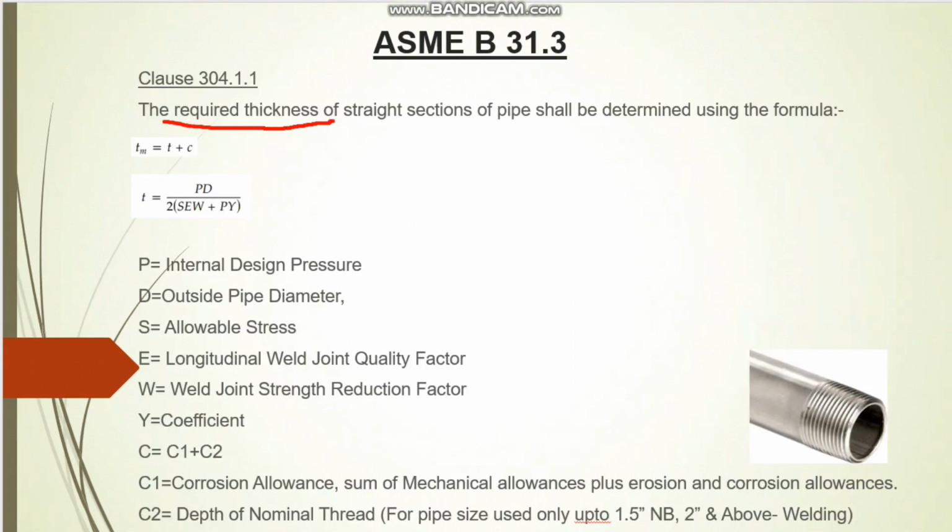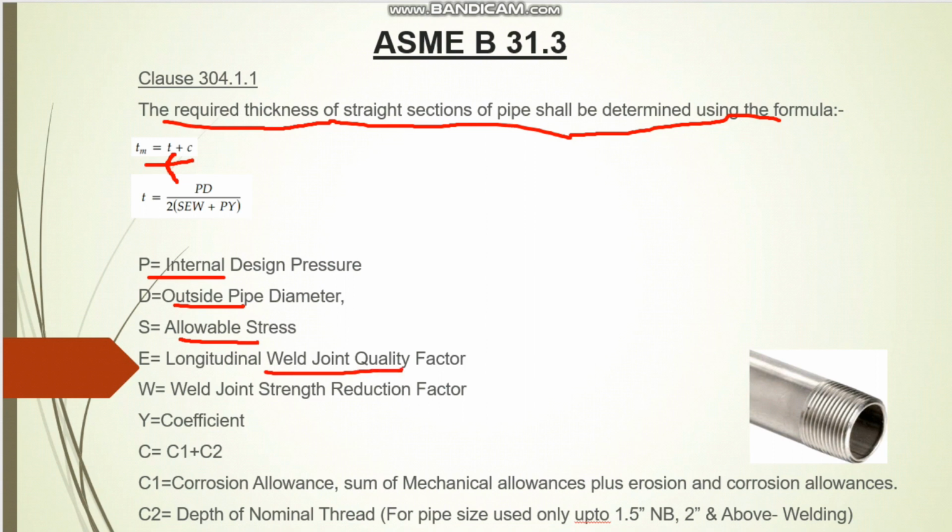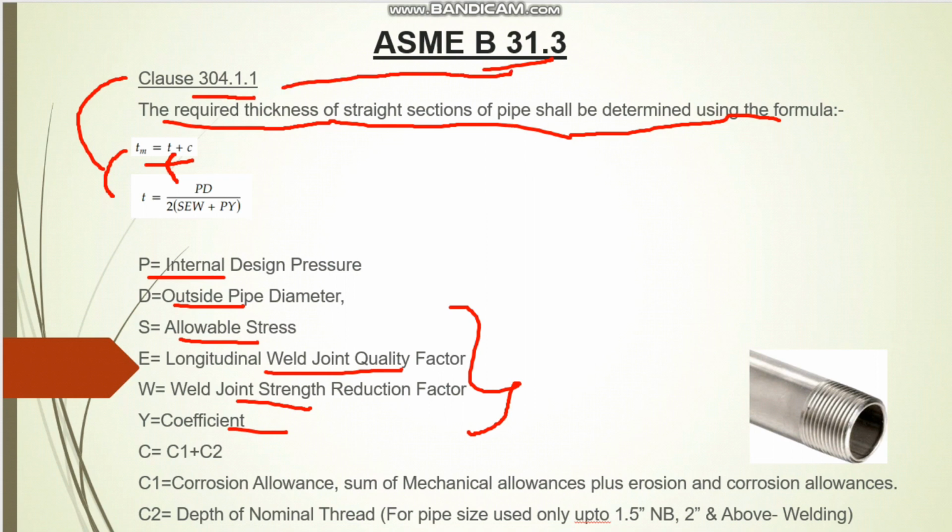The required thickness for the straight section of pipe shall be determined using the formula tm is equal to t plus c. In this one, for t we need to refer to some additional parameters like internal design pressure, outside pipe diameter, allowable stress, the weld joint quality factor, weld joint strength reduction factor, and coefficient. So these are the 4 parameters you can simply take from ASME B31.3 and apply in the formula. These 2 formulas you can refer from clause 304.1.1 of ASME B31.3. I will show you that.